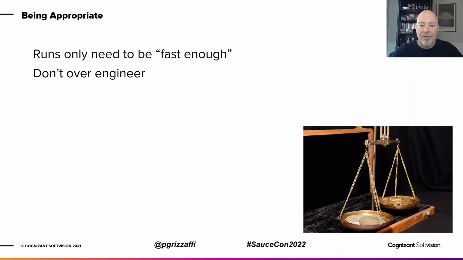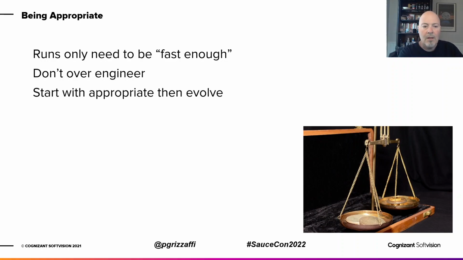A lot of things we think we're going to need, we just don't, because the business case for it never comes up. So don't over engineer what you're working on. And like I always recommend in all things, start with what's appropriate and then evolve. But make sure that when you implement appropriate, you haven't precluded yourself from being able to evolve.